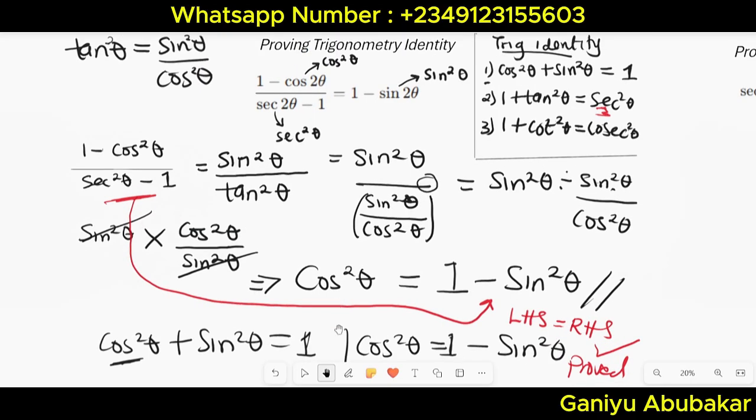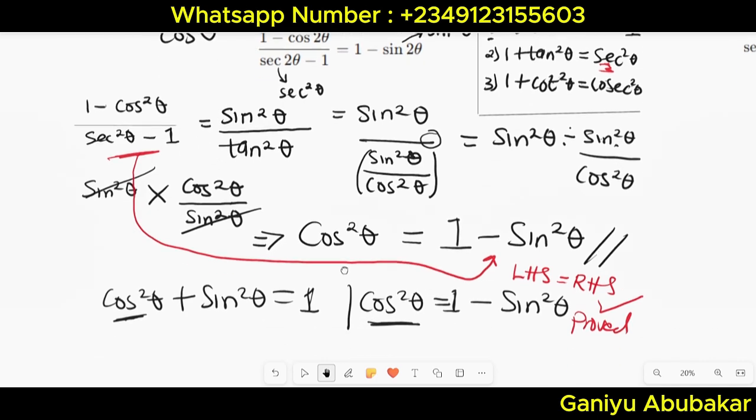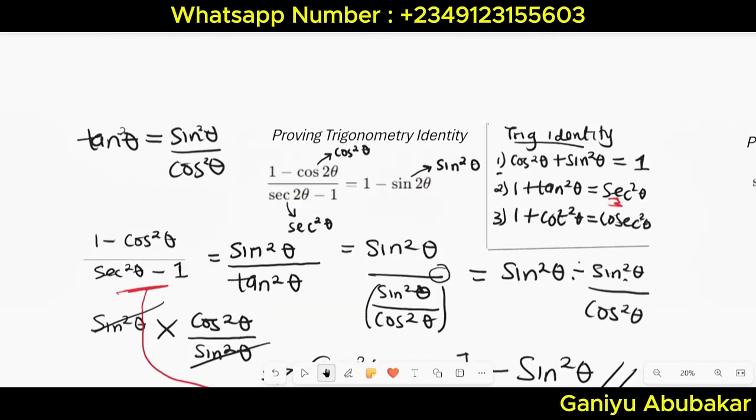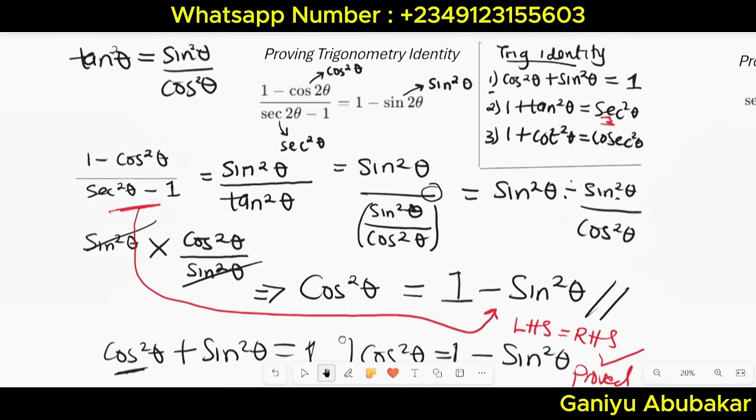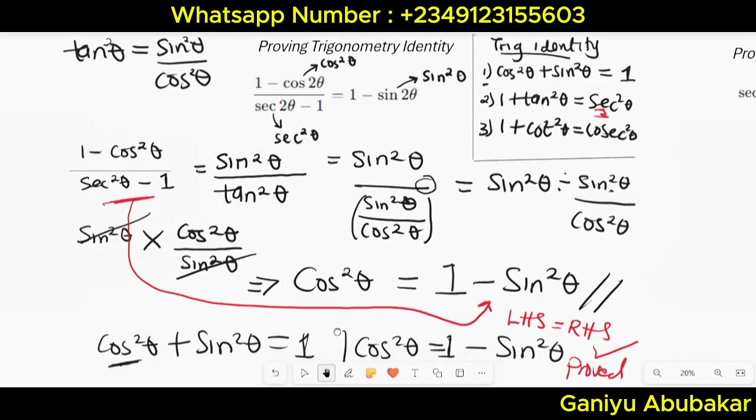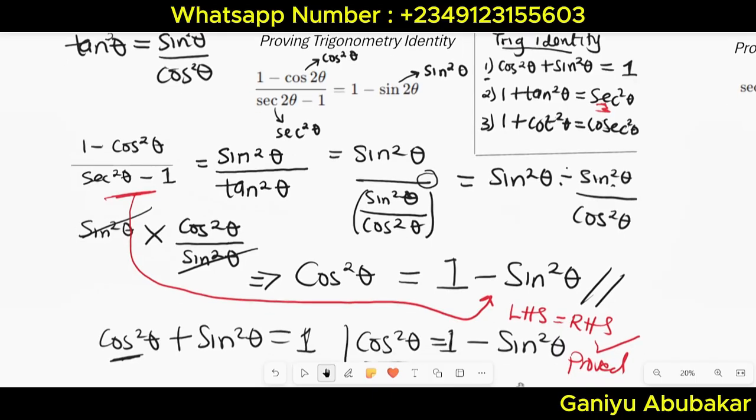Alright, as you can see on the board, this is how you prove for this identity. Please don't forget I said you should go and memorize the trig identities. This one here, they are very, very much more important as you proceed in the study of trigonometry.